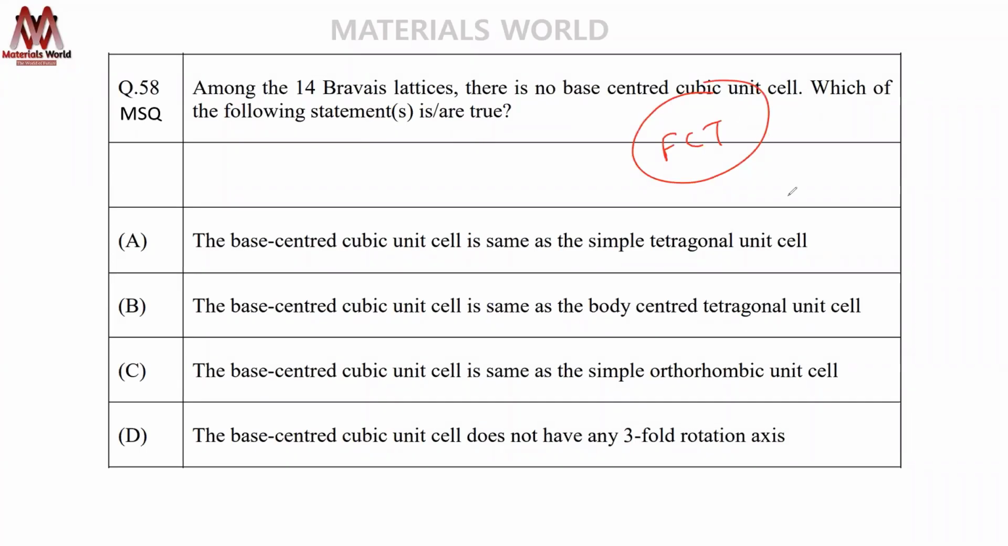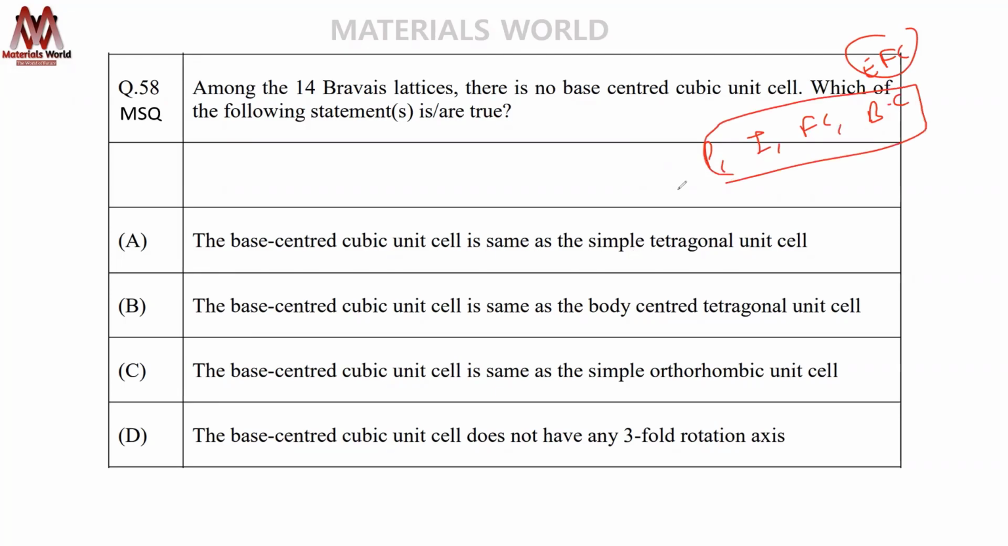Because in any crystal system, the maximum number of Bravais lattices you can have is 4. The simplest one is primitive, then body-centered, face-centered, and base-centered, or end-face-centered. This is the maximum that you get in orthorhombic. But in cubic, you get simple, body, and face. Got it? But this one is missing.